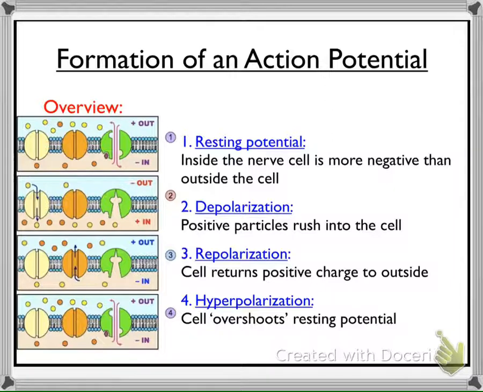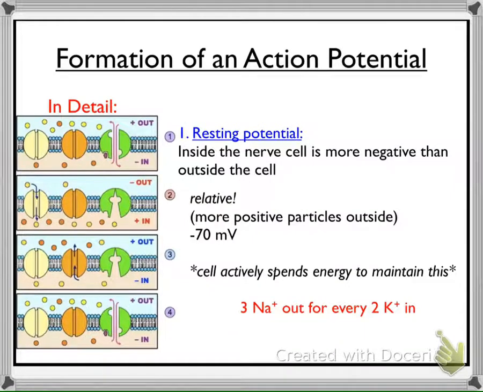And again, all of these 4 stages are just happening because of the movement of charged particles, in particular sodium and potassium. So now we're going to go through each of the 4 stages of an action potential in more detail and find out what's really happening. And of course, we'll start at the beginning with this idea of the resting potential. So what we want to know is, how do nerve cells maintain a negative charge inside the axon? So we're seeing the negative charge on the inside of the cell. How is that maintained? Well, first of all, we have to understand that this negative charge is actually relative.